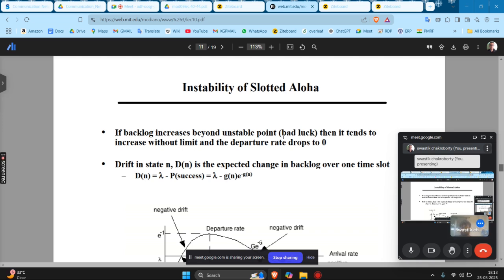So when the next slot arrives, there might be 5 packets which have to be sent. So again there is a collision. Because the backlog increases beyond limit, collisions become inevitable, and the departure rate, that is the packets that are actually getting serviced, drops to 0.